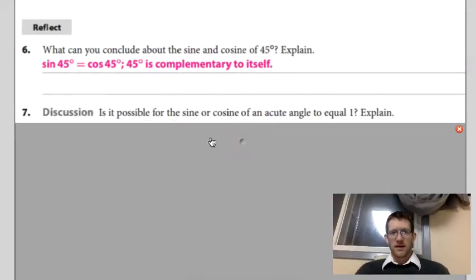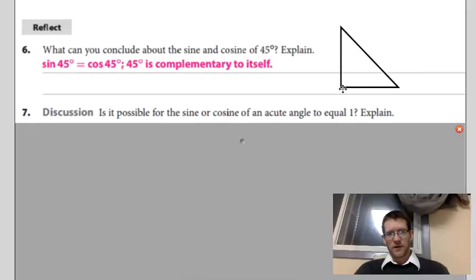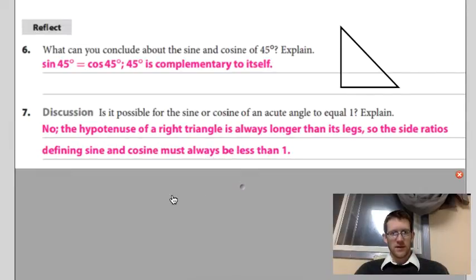Is it possible for the sine or cosine of an acute angle to equal 1? Let me draw a right triangle. By acute angle, they mean not the right angle. Is it possible for the sine of this angle to equal 1? In order for it to equal 1, the opposite over the hypotenuse would have to equal 1, which would mean that the opposite and the hypotenuse are the same value. Is it possible for a right triangle to have a hypotenuse that's the same length as a leg? No, it's not. So it's just not possible.